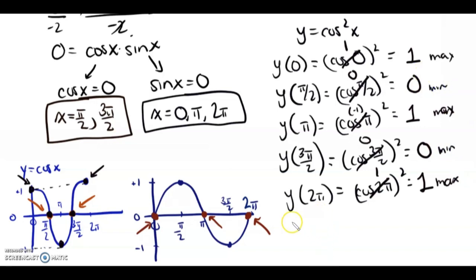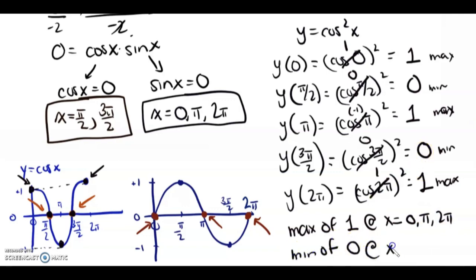And if we want to write a concluding statement, so max of 1, you put max of the value at x equals 0, pi, and 2 pi. That occurs 3 times. And we're going to have a min of, put the value 0 at x equals, it occurs at pi by 2 and 3 pi by 2.